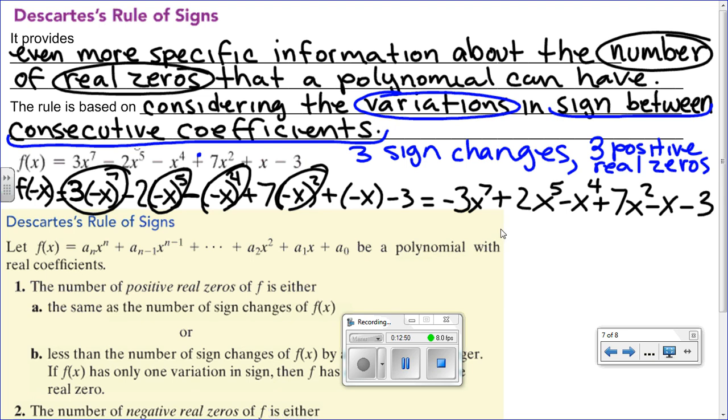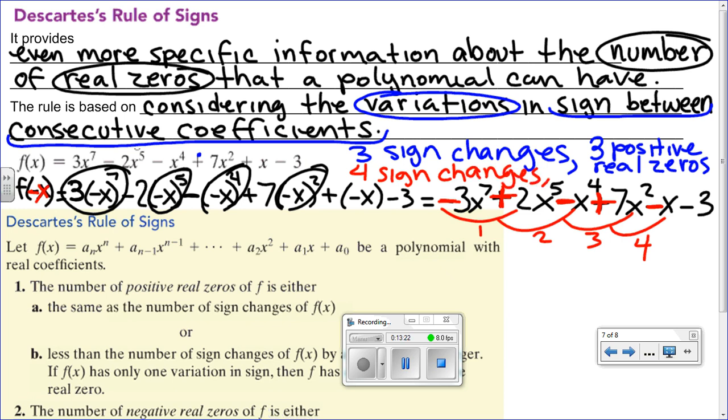And those will be from negative to positive. That we consider one sign change. Positive to negative, that's another one. Negative to positive, that's another one. And then positive to negative, that's another one. So we have a total of 4. So what does that tell us? That we had 4 sign changes when we try the f of negative x. And so therefore, we could have potentially 4 negative real zeros.